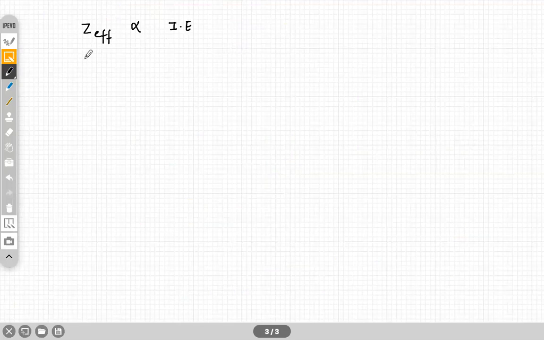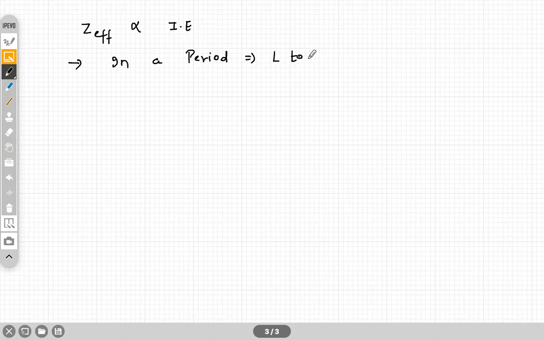Right. That's why the trend is what? In a period, left to right, ionization energy increases. General trend is this. Obviously, we have some exceptions, but general trend is this. Okay.